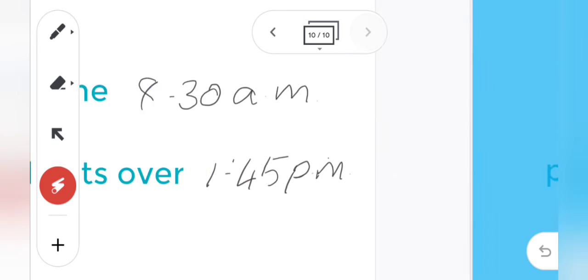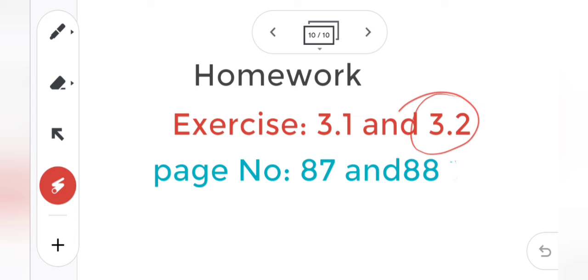So 3.2 will be your homework, and in 3.1 you just have to read the clock and write the time in words and figures. Again you have to draw the hands of the clock. That is very easy only. So 3.1 and 3.2 you can complete and submit on Saturday. Thank you.